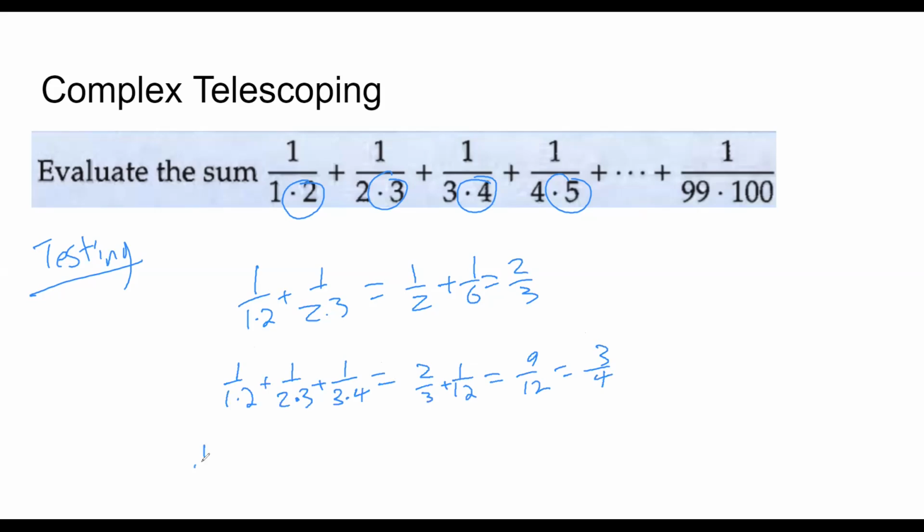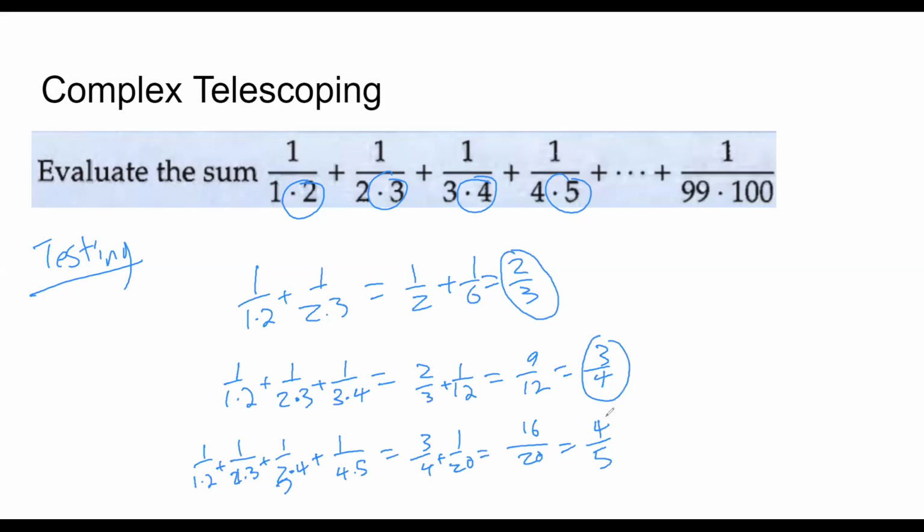Okay, so let's do one more. The next term is 1 over 4 times 5. So what we have here is 3/4 plus 1/20. And if you do this, you're going to get 16 over 20, 4/5 here. So hopefully you guys should be realizing a pattern. We have 2/3, 3/4, 4/5. Logically speaking, just from pattern recognition, if this is like an IQ test or something, we'd say that the next one is 5/6, then 6/7, etc. Because that's the pattern we're noticing.